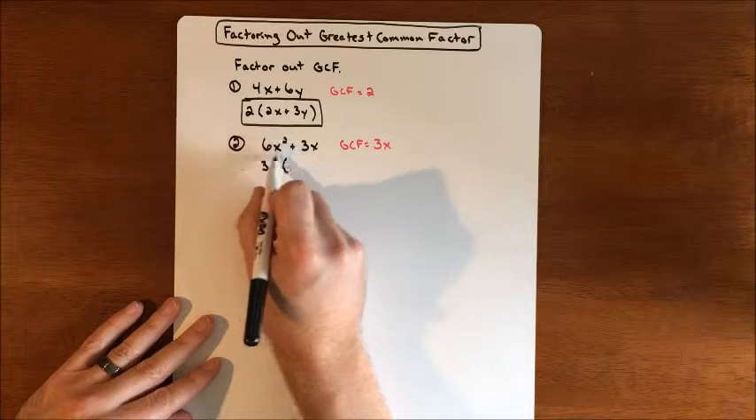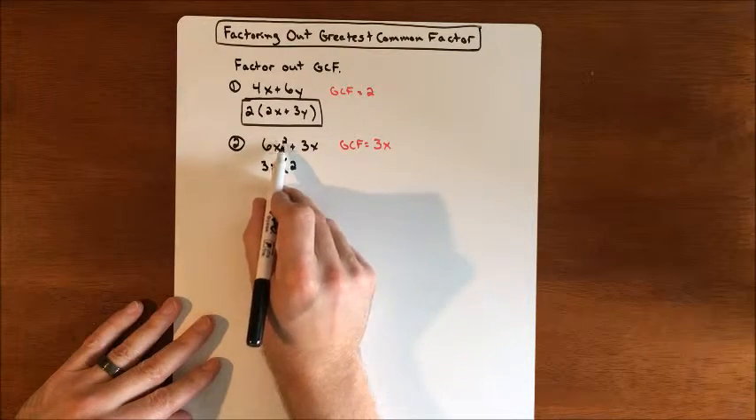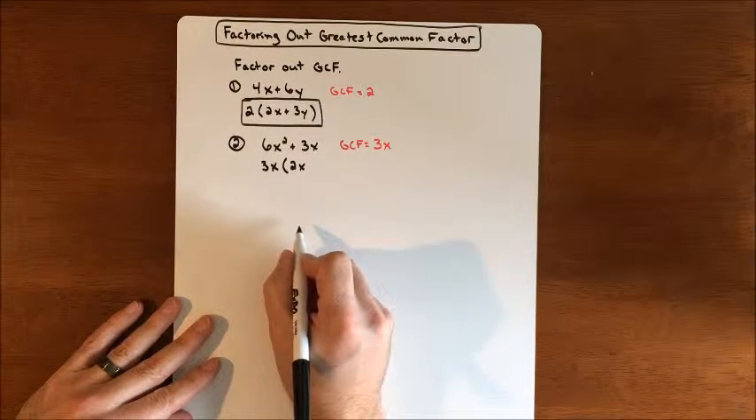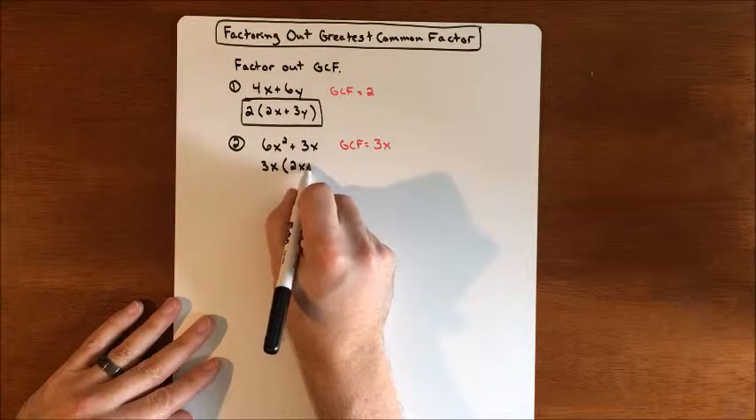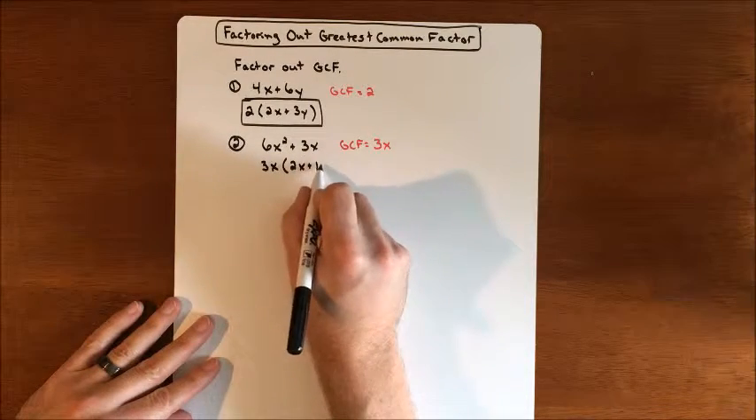If we divide this by 3x, 6 divided by the 3 gets us a 2. And if we have x squared, we're factoring out an x, we really just lose an x. So you have 1x left over. And then plus 3x divided by 3x is 1.